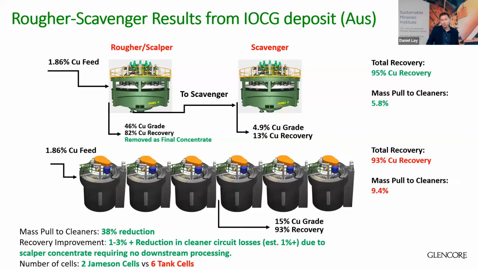This is a similar example from an IOCG deposit here in Australia. And once again, the Jameson cell was able to perform extremely well relative to the conventional cells. Overall, we achieved a 95% copper recovery across the rougher and the scavenger, compared with a 93% recovery across the existing bank of 6 cells. This was also done at a higher grade than what was achieved in the conventional cells. And we were able to scalp final concentrate from the rougher.